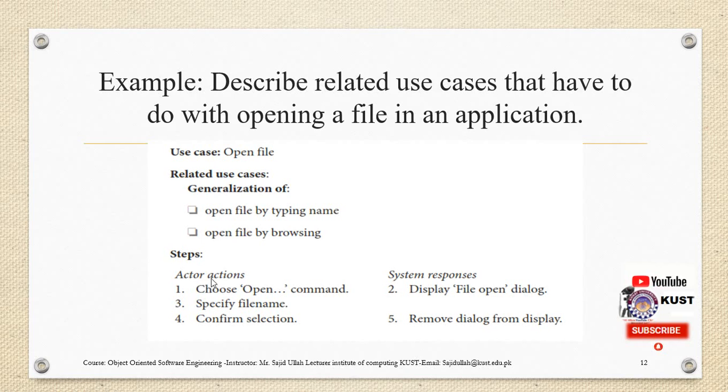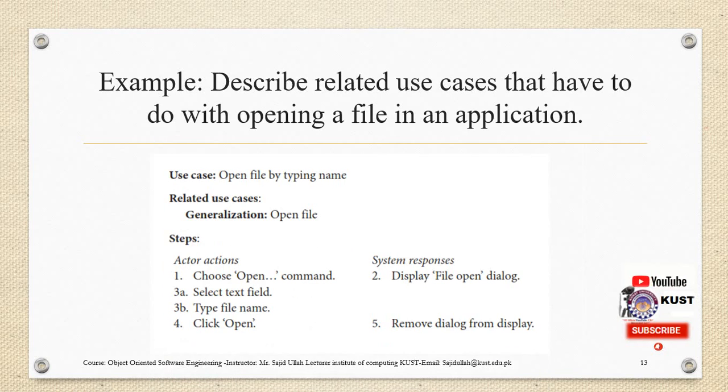This is the example. It describes the related use cases that have to do with opening a file in applications. The use case name is open file. Related use cases: it's a generalization of two sub-use cases, open file by typing name and open file by browsing. Steps: on the left side we have actor action, on the right side we have system response. First, the actor will choose the open command. The system will respond with a file open dialog box. The actor will specify the file name and confirm selection. The system will remove the dialog from the display.